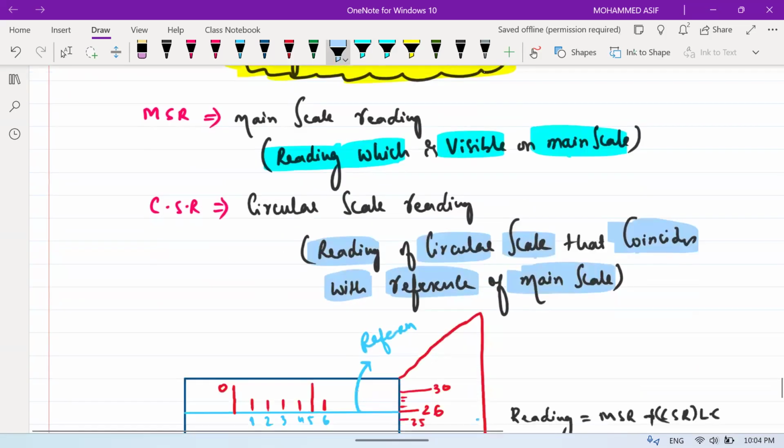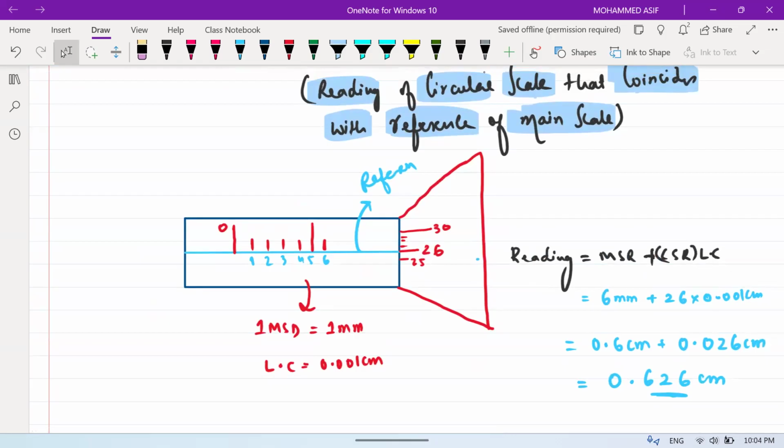Now, in the given diagram, if you see carefully, this is your reference line. This blue one is your reference line. Am I clear? What is the reference line coinciding with here?